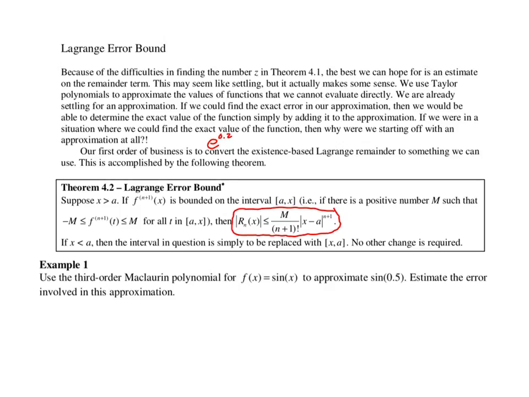Now, I think it's important to remember real quick that a function is equal to the Taylor polynomial plus the remainder, which means the remainder would equal the function minus the Taylor polynomial.